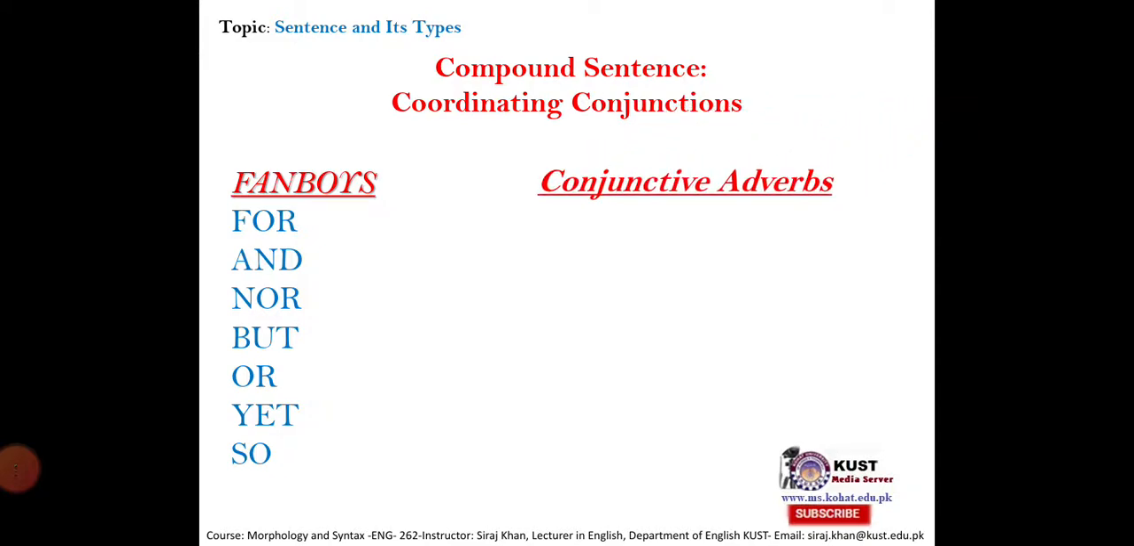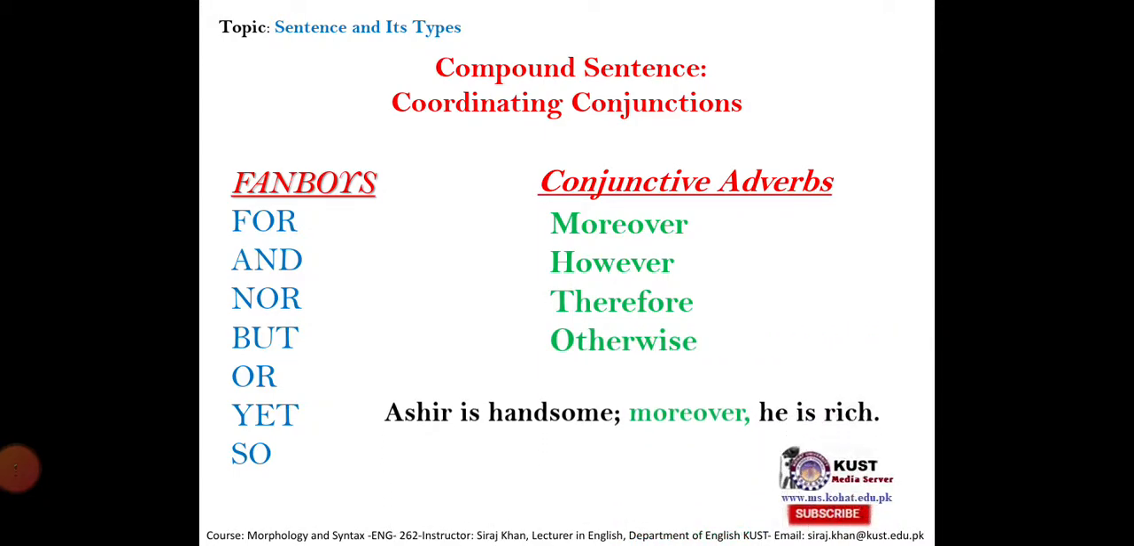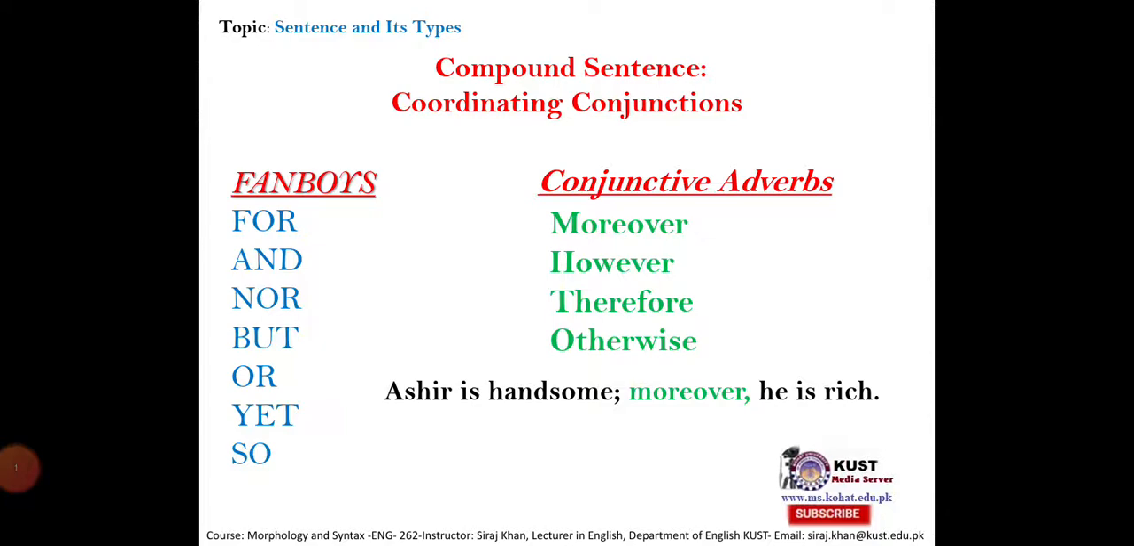We can have conjunctive adverbs to form compound sentences like moreover, however, therefore, and otherwise. For example, Ashir is handsome, and moreover he is rich. Now here moreover is a conjunctive adverb.